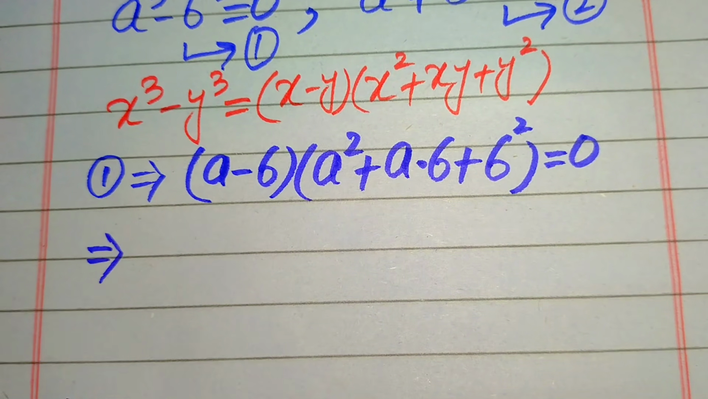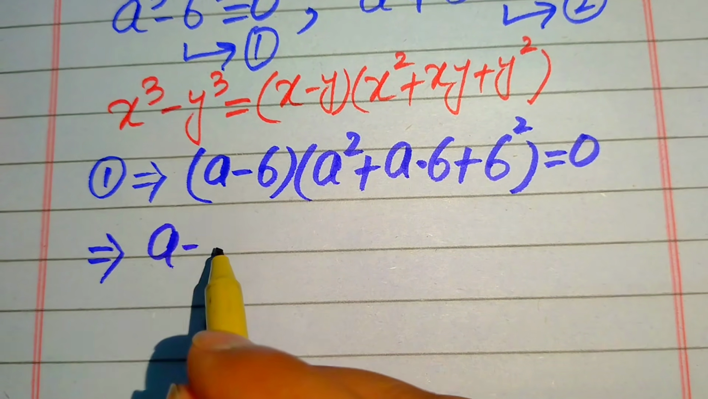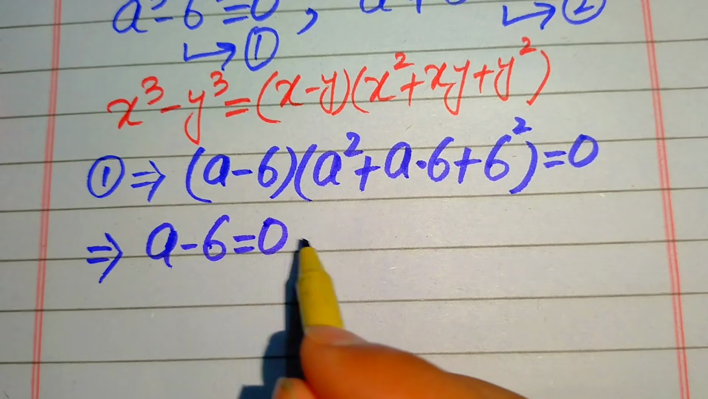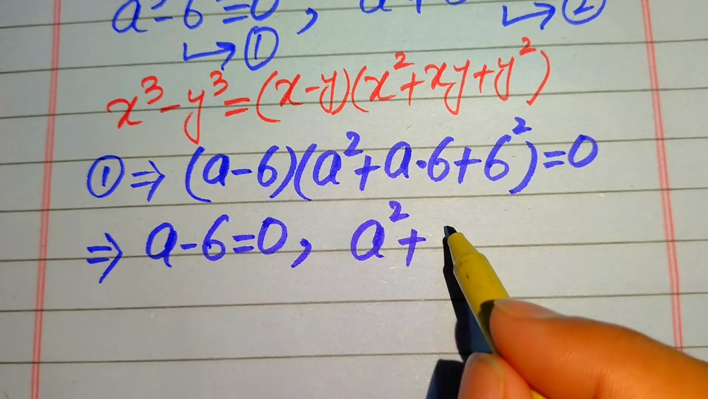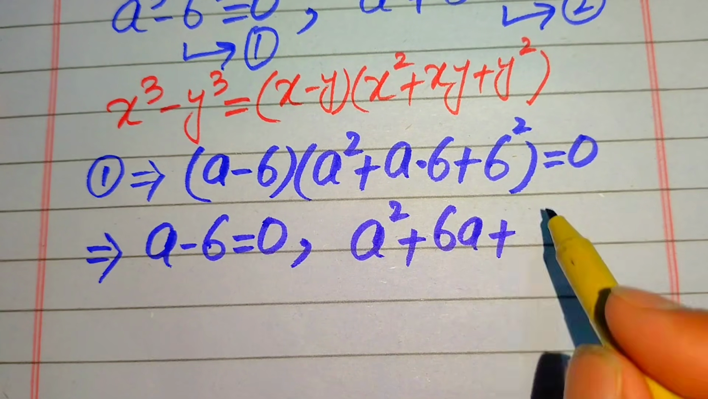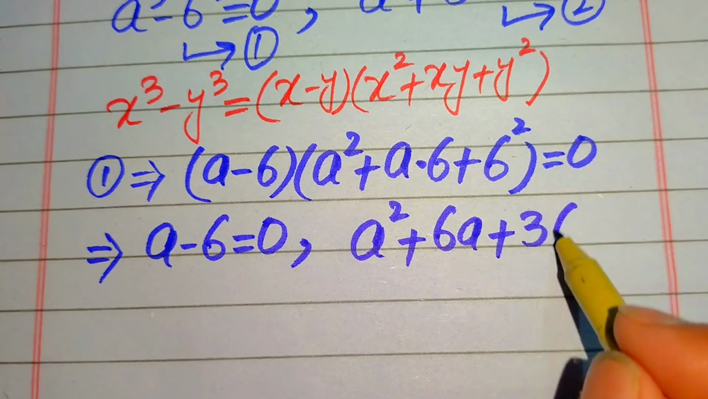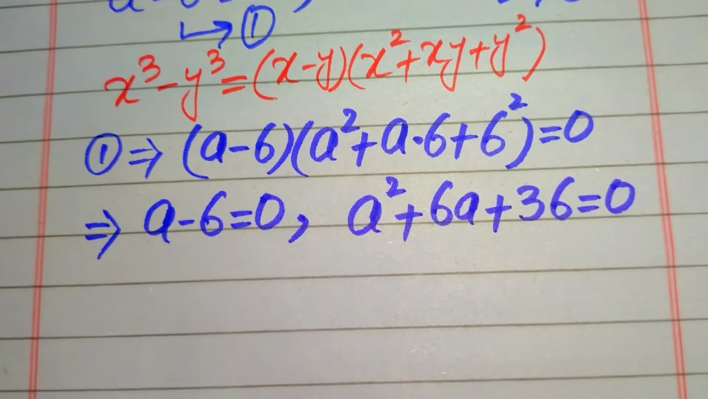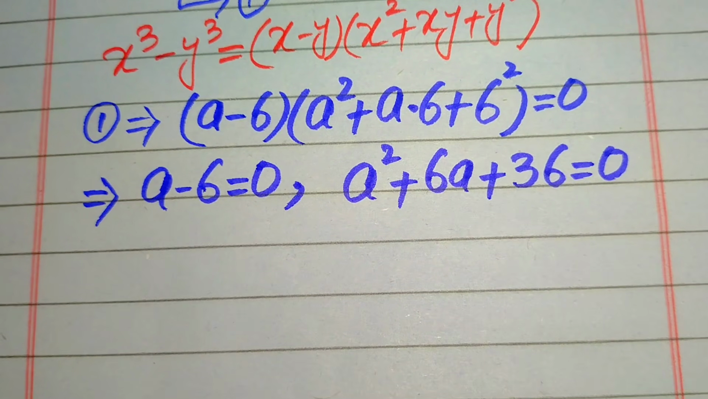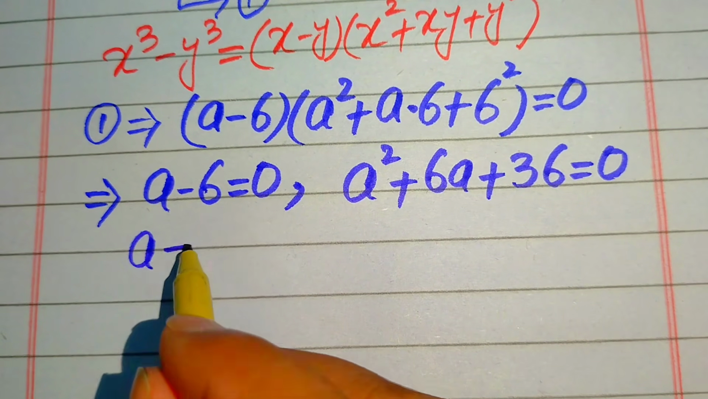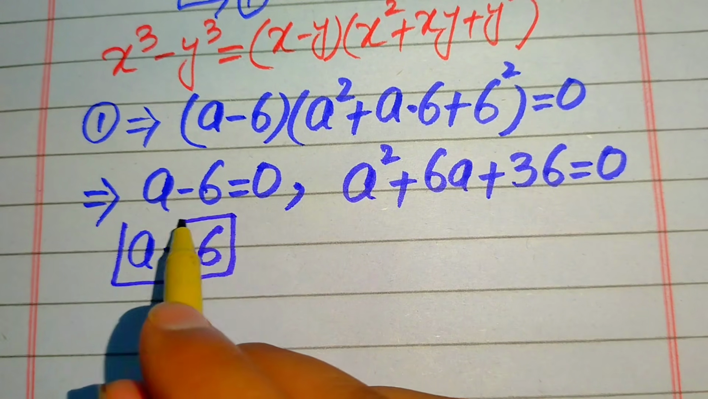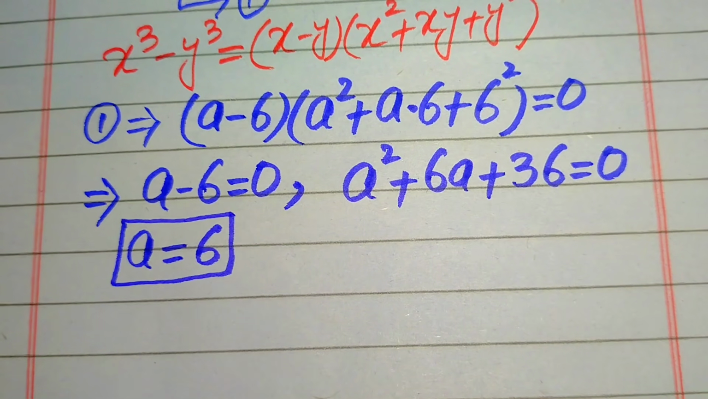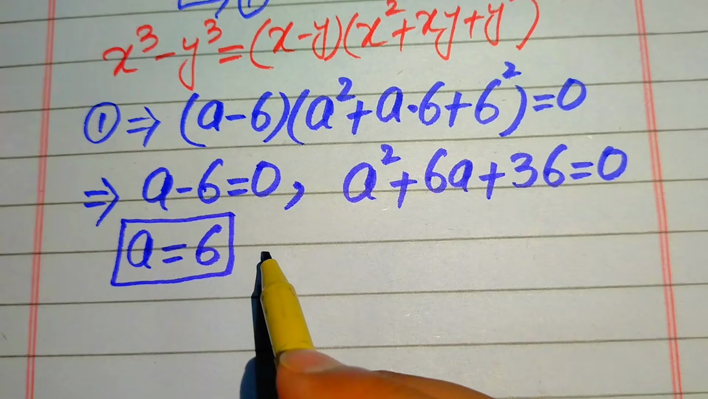And now in the next step we divide this equation into two cases. The first case is a minus 6 is equal to 0, and the second case is a square plus 6a plus 6 square, which becomes 36, and this whole equation is equal to 0. From here we move 6 to the right hand side, and we get the value of a is equal to plus 6. This is the first real root of the given equation.